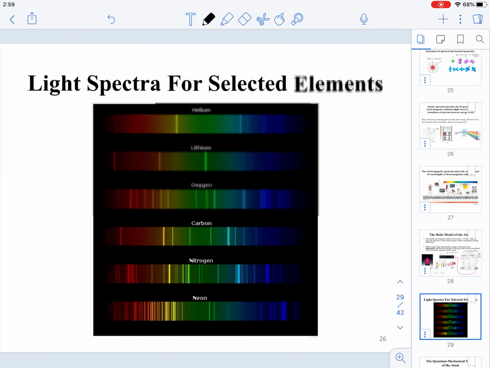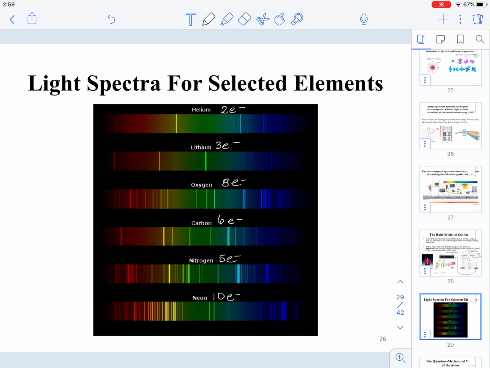Now, let me illustrate to you guys how the light spectra actually look for other elements. And here we have helium. And helium specifically has 2 electrons in the system. Lithium has 3 electrons in the system. Oxygen has 6 electrons. Oh, sorry, it has 8 electrons. Carbon has 6 electrons. Nitrogen has 5 electrons. Neon has 10 electrons. Okay, so I just wanted to illustrate that as we increase, how complex does this become?